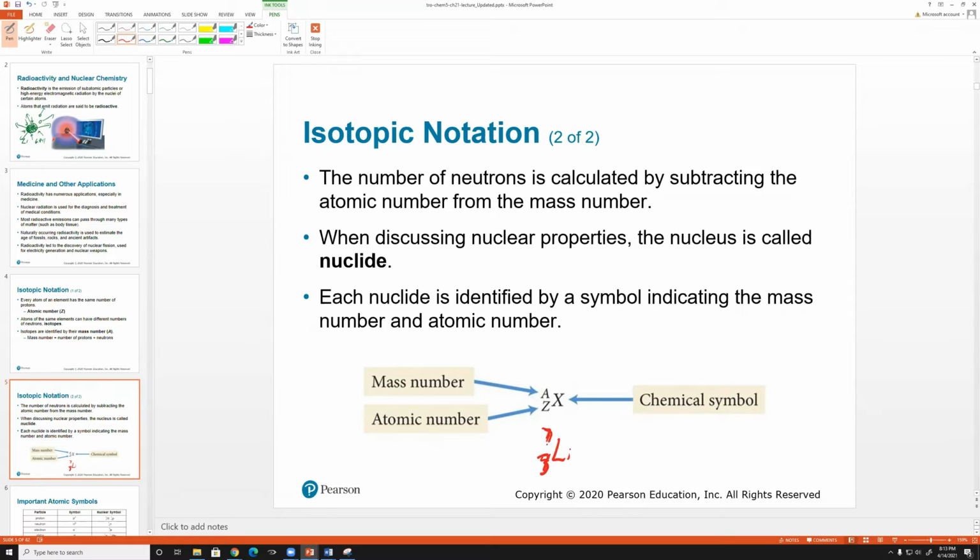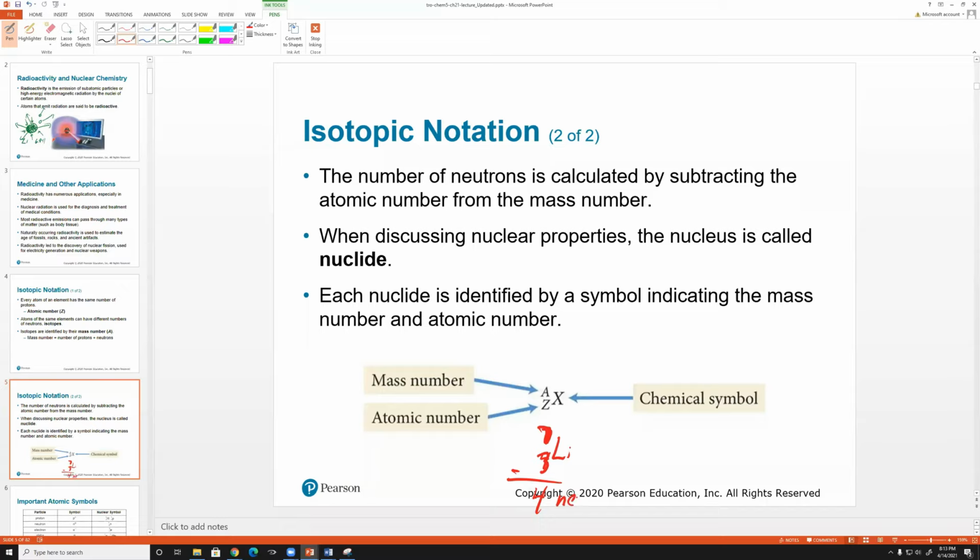So what we can do, just to refresh from Chem 1, is we can just put a subtraction there and we get 4. And this means there's 4 neutrons. So that's very simple math that we can do.